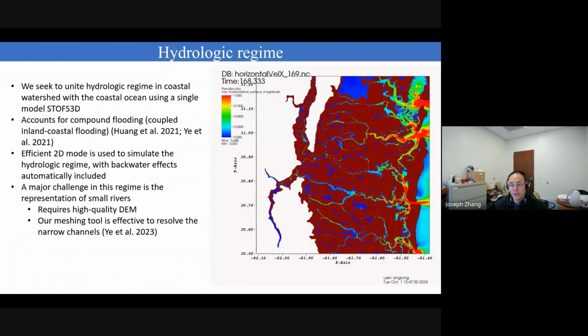DEM used to be poor. So there's no way we can resolve any of those channels because channels are not even in a DEM, right? But with the latest meshing technology, we have the hope to really get this under control.